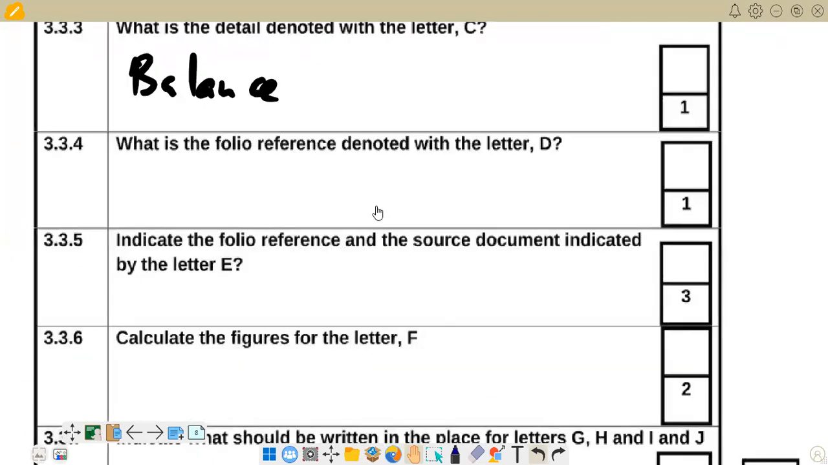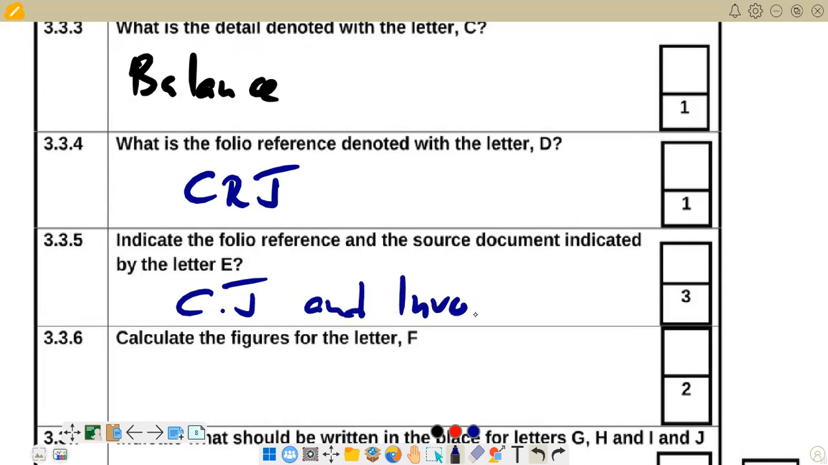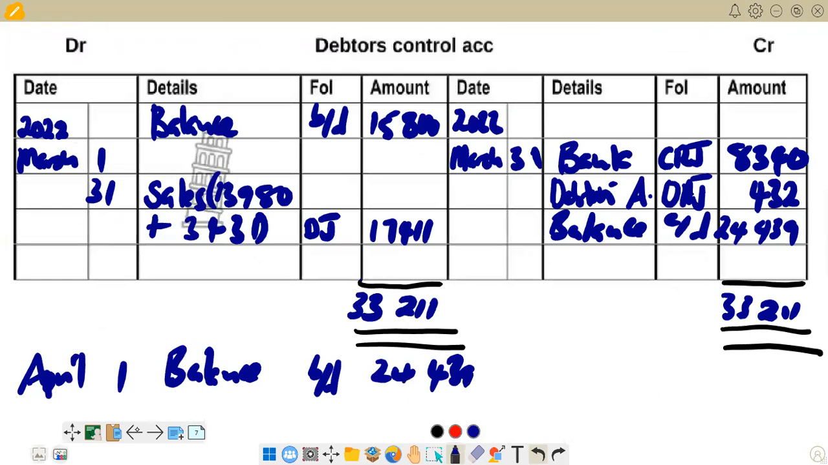So we are saying 3.3.4 we have CRJ, and then here we have the CJ, and also we have the invoice. So this is the creditors journal, and then we've got the invoice. So then they're saying calculate the figures for the letter F. We can go back to check what we have in terms of letter F.